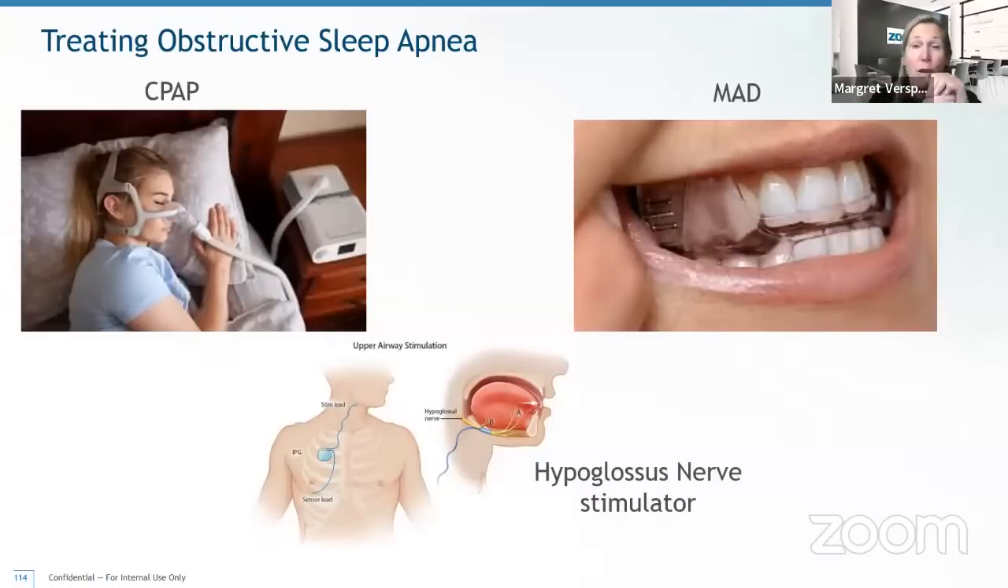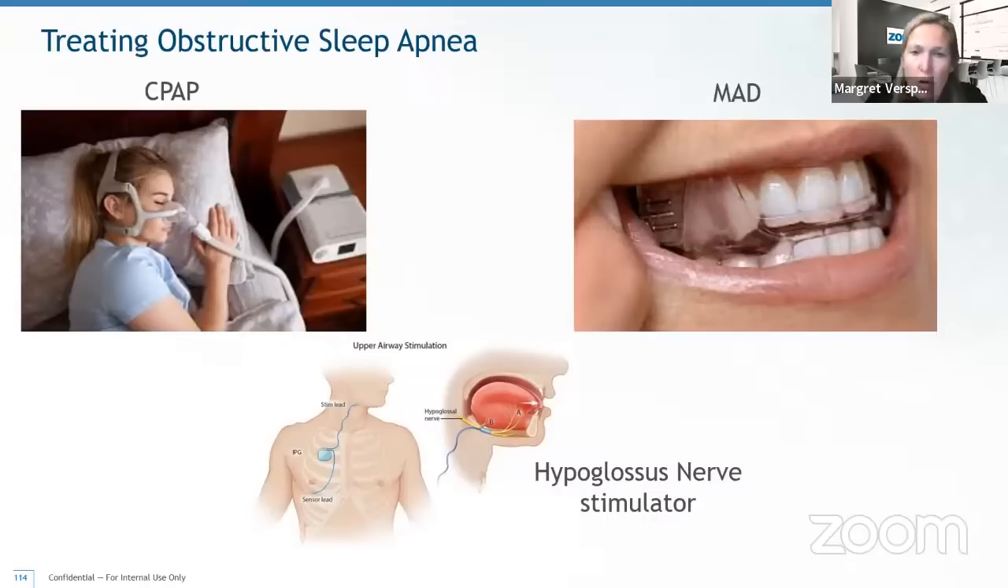Then there's also some newer technology. Every treatment for obstructive sleep apnea, you have to wear or activate each night, because you sleep each night and sleep apnea will not disappear. So you really have to use and wear everything every night. Only when you wear it can you solve the issue of the obstruction of the upper airway.